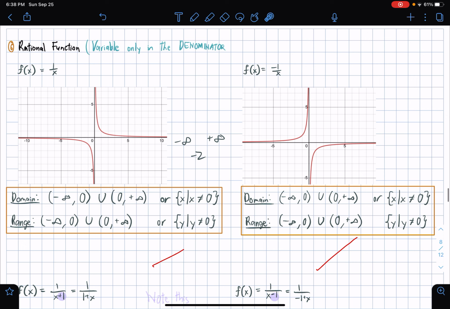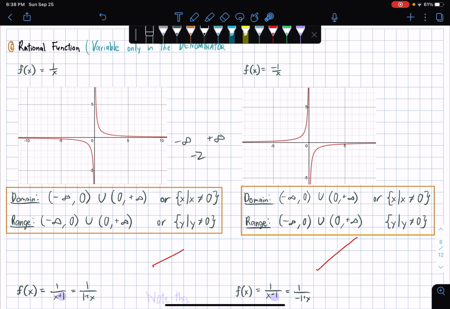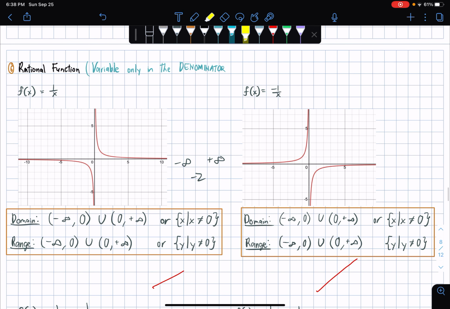For rational functions, it's quite more complicated, but if you want to know how I was able to remember how to find the domain and range of rational functions without having to graph them, this is my technique for you. So for the domain, you'll always have for rational functions in general, I suggest that you write your answers in set builder notation.